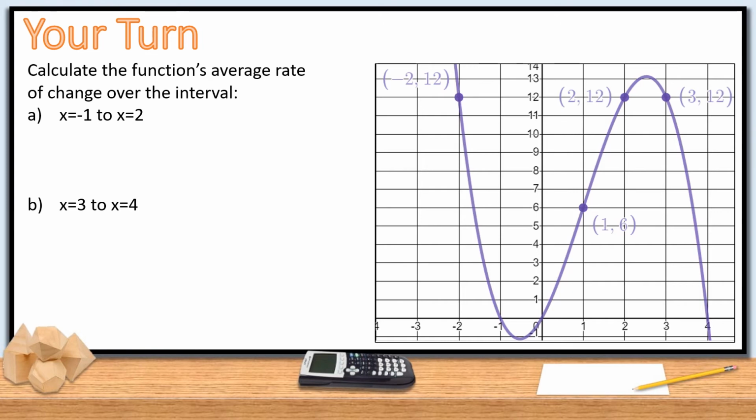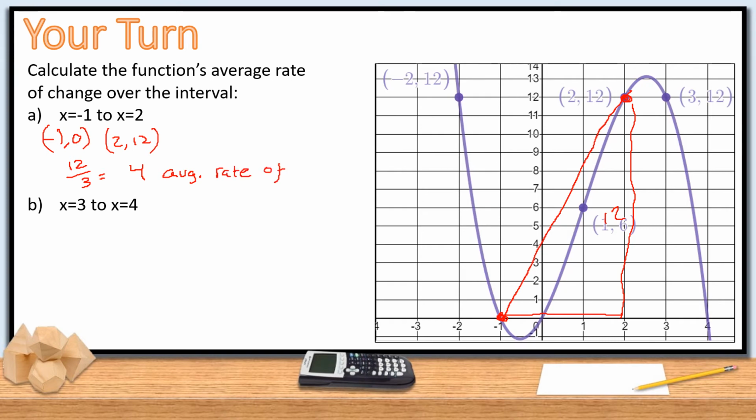All right, let's see how you did. x is -1, that's down here, to x is 2. So this one's got a bit of a curve going on, and then that was a pretty good straight line, I have to say. So we got -1, 0, and 2, 12. So that would be over 3 and up 12. So rise over run, 12 over 3, simplify that, that is the slope of 4, which is our average rate of change.